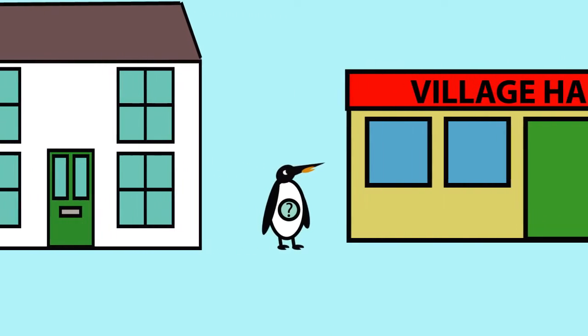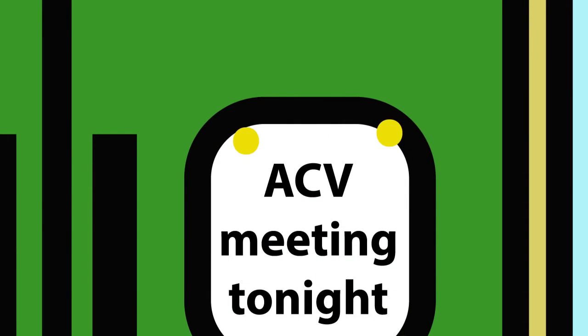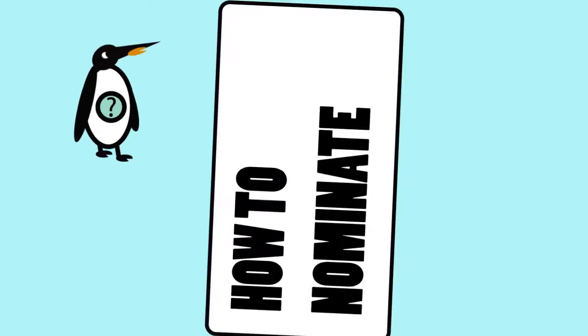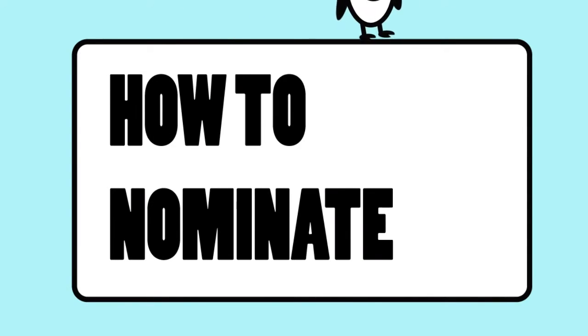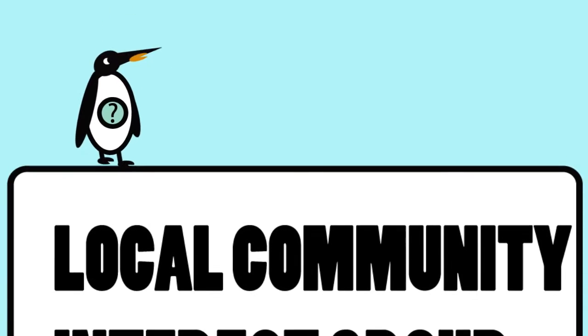Potential ACVs need to be identified and nominated. So, are there any ACVs in your community? There may be more than one, but each ACV needs to be considered separately. Let's assume there is a potential ACV where you live. How is it nominated? Well, this is done by a local community interest group.